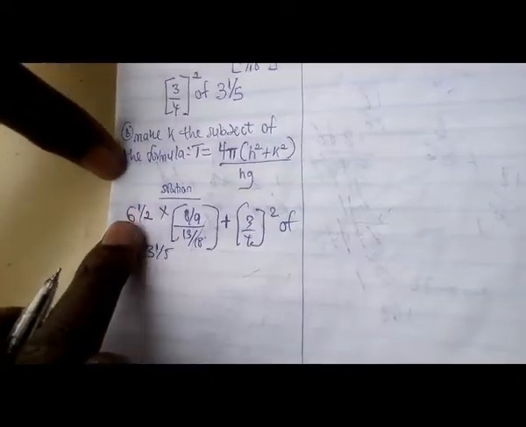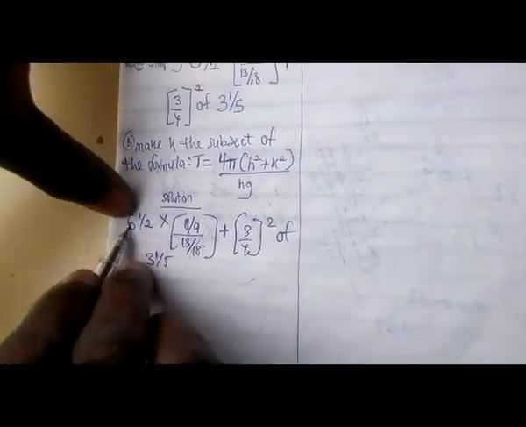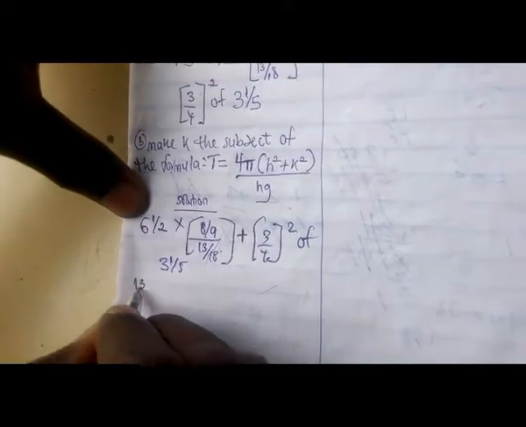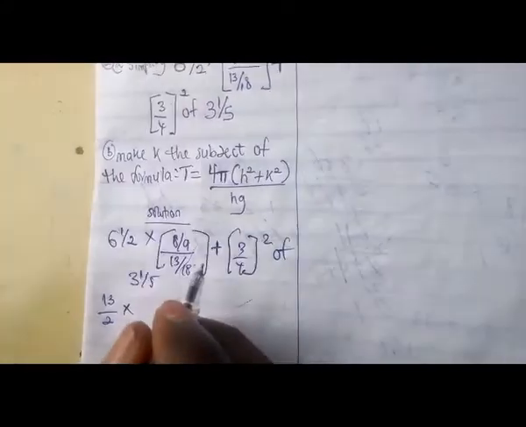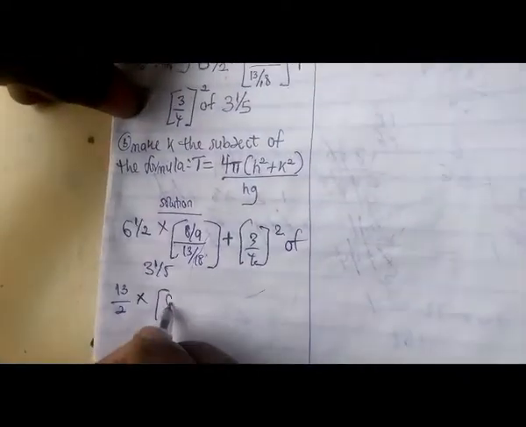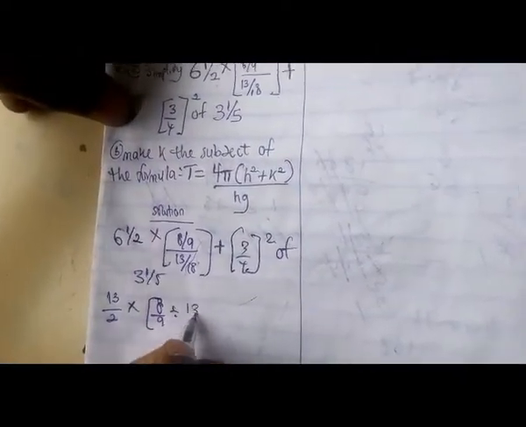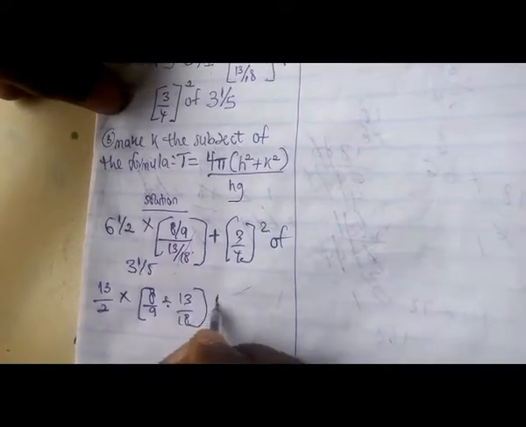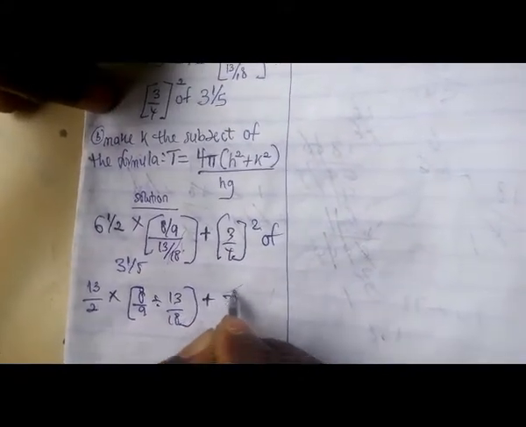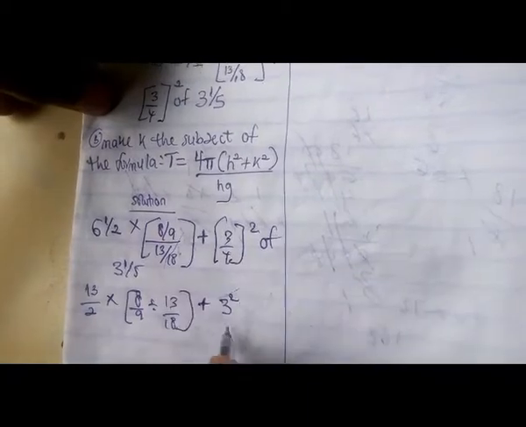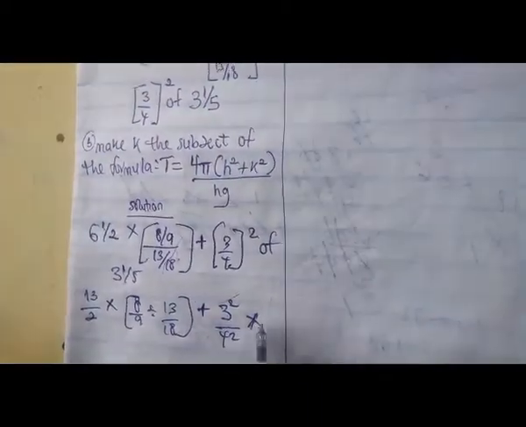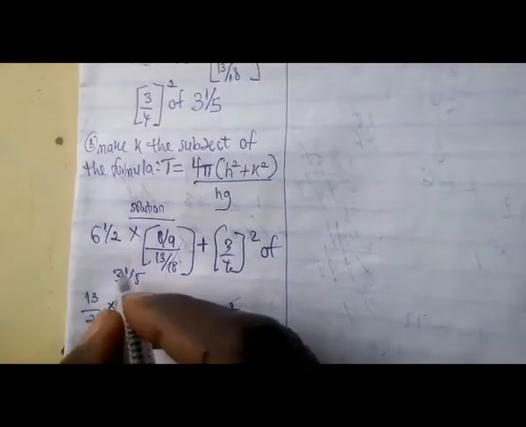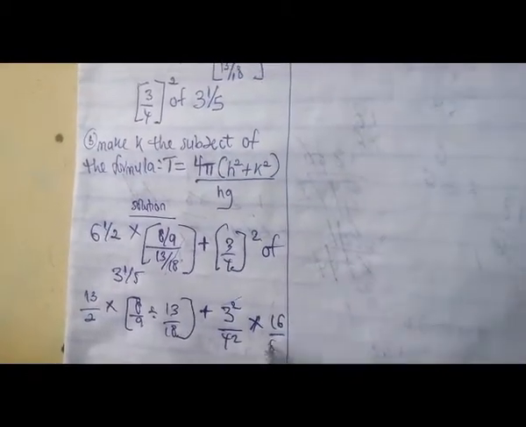Let's convert all these mixed fractions to improper fractions. 2 times 6 is 12. 12 plus 1 is 13. So that's 13 over 2 times, let's write this out so that we can understand, the bracket 8 over 9 divided by 13 over 18, plus 3 over 4 all squared. The square is for 3 and for 4. Then 5 times 3 is 15, 15 plus 1, 16 over 5.